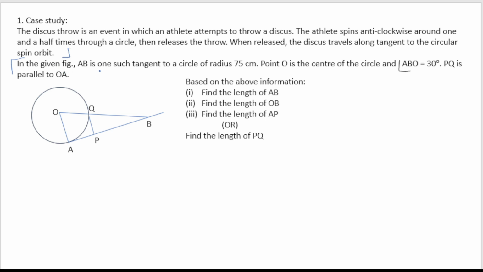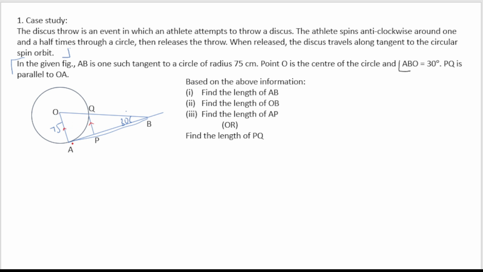In the given figure, AB is one such tangent. AB is the tangent to a circle of radius 75 centimeters. Radius is given as 75 centimeters. Point O is the center of the circle and angle ABO is 30 degrees. PQ is parallel to OA. Here PQ is parallel to OA.